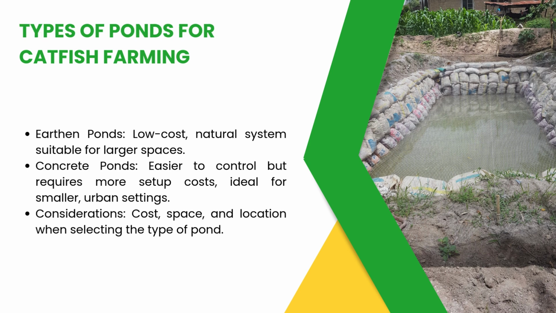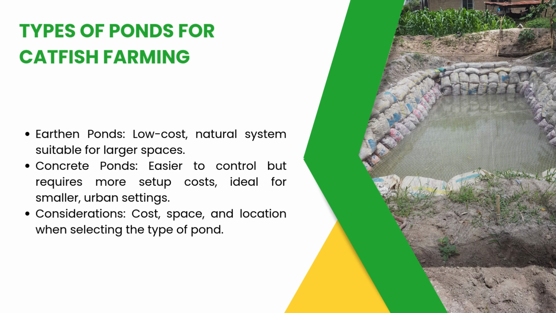There are types of ponds that people can use for fish farming. There's the earthen pond, which is the kind of pond you are seeing in this picture. There's a concrete pond, the one that they use blocks to make. And you have to understand that an earthen pond is low cost, like a natural system, and suitable if you have a large land space.